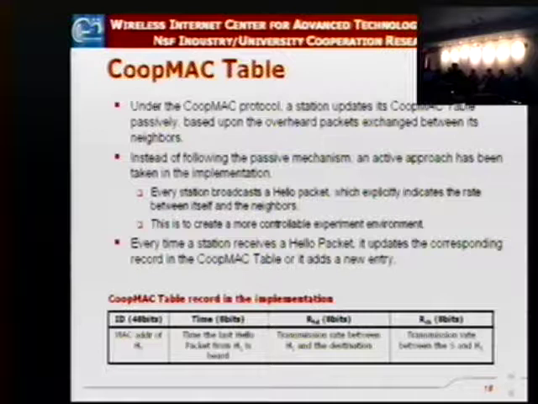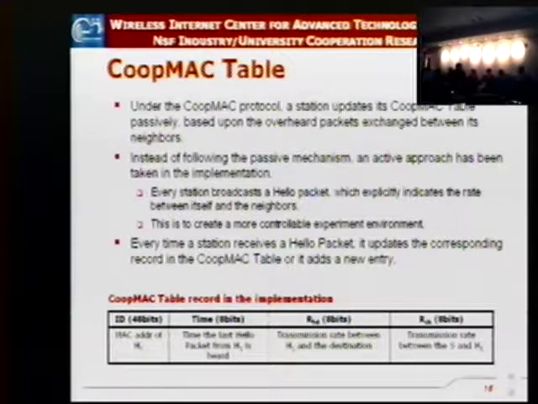Yes, we emulate a kind of mobility by disabling or enabling helpers. So if you disable a helper, then he tries to find a new helper because this helper is no longer actively transmitting these hello packets.